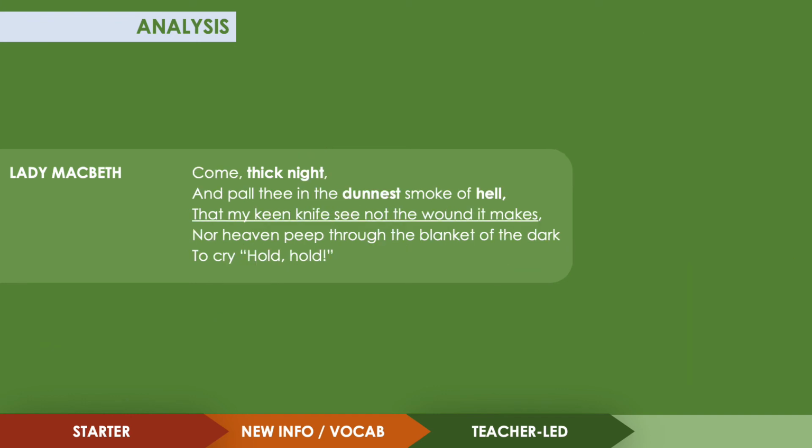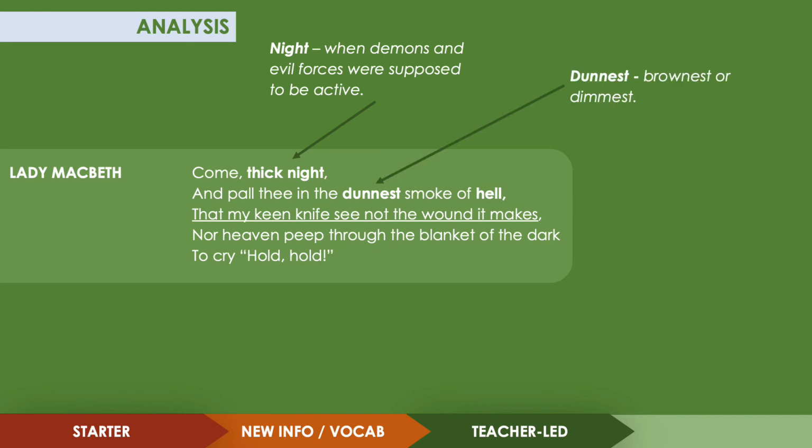So here Lady Macbeth says, come thick night and pull thee in the dunnest smoke of hell. So essentially hiding her sinful acts under the cover of night and the clouds. So it's important to note that night is when demons and evil forces were said to be most active. So dunnest actually means brownest or dimmest. So again referencing the ideas of concealment and hiding her actions.